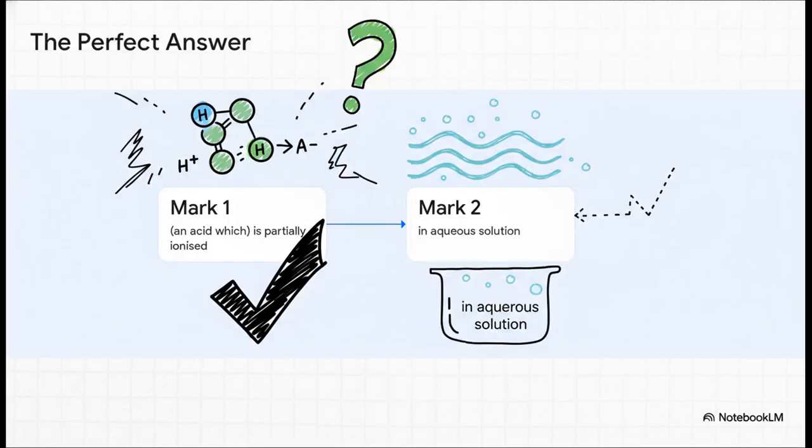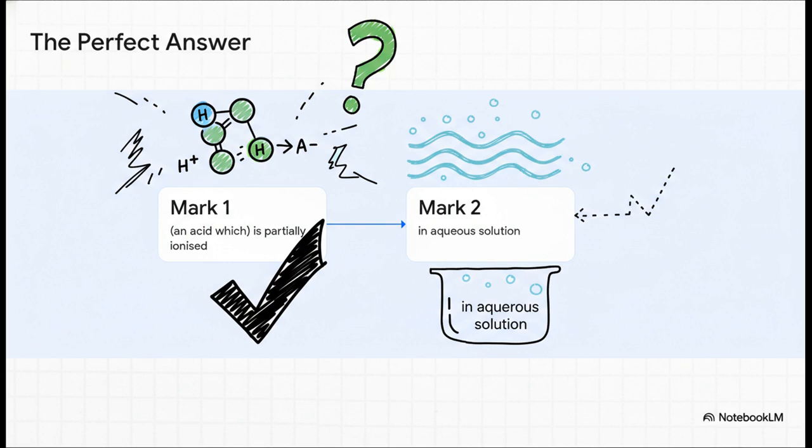And here it is, the perfect answer, straight from the mark scheme. For your first mark, you need this exact phrase, "is partially ionized." See how specific that is? It's not "doesn't fully react" or "is less strong." And the second mark, that's for the context, "in aqueous solution," which just means when it's dissolved in water.